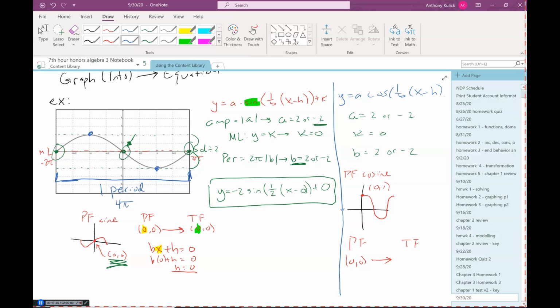Yes, Josh? I meant to write 0, 1. Thank you. So for the sake of argument, let's pick this point here that's negative pi comma 2. Since we're picking the maximum, that forces our A value to be positive.